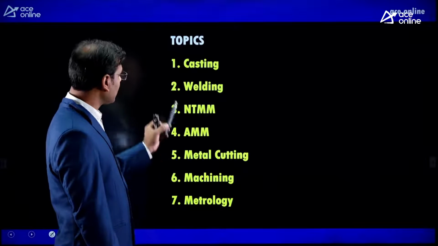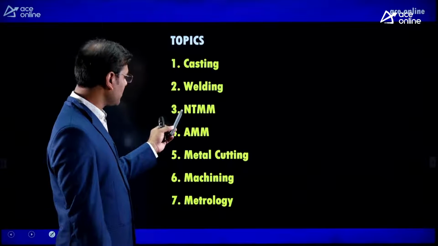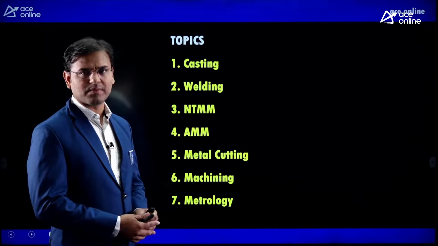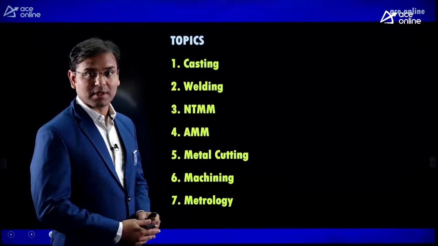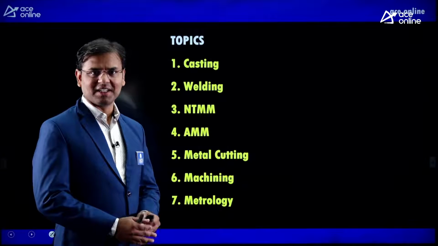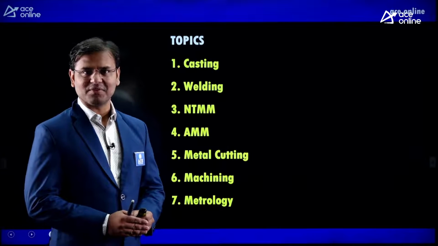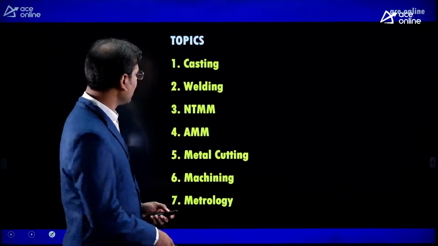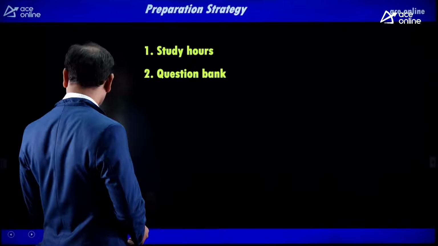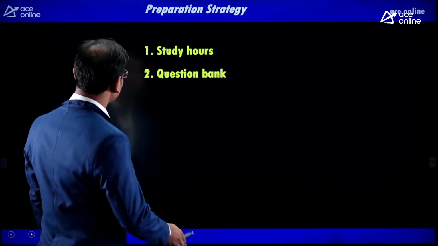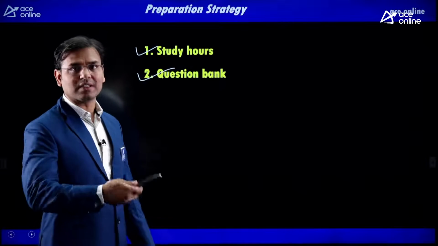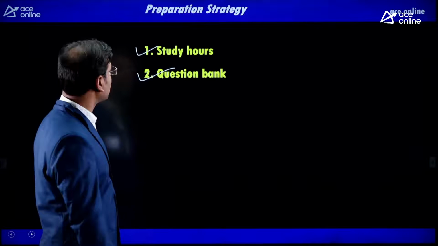The 7 topics are casting, welding, non-traditional machining methods, advanced machining methods meaning NC and CNC machines, then computer integrated manufacturing, next metal cutting, machining and metrology. The number of important questions we have to see in today's session. First see the preparation strategy, how to prepare, how many hours you have to study, and from where you can take questions for study purposes.